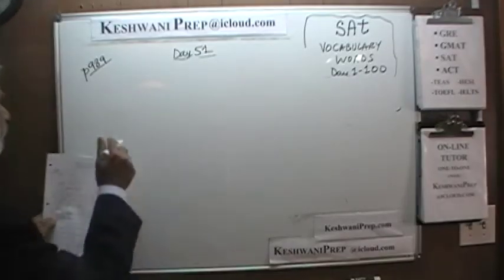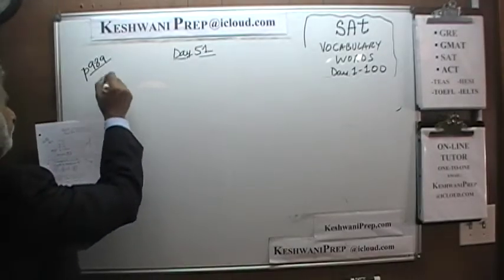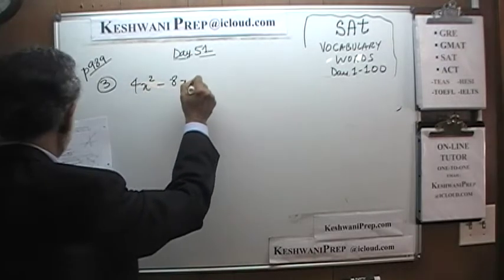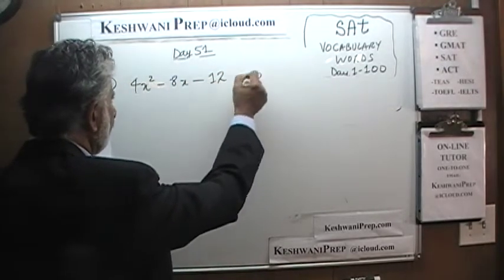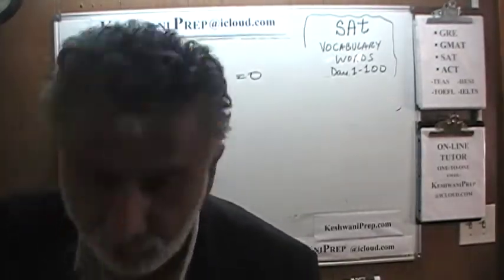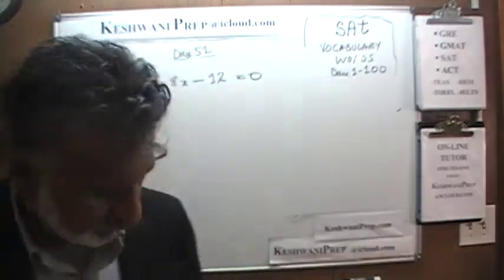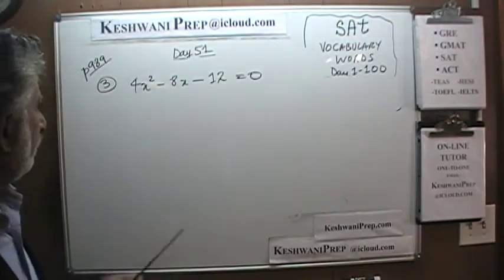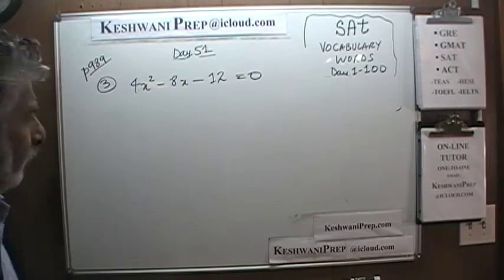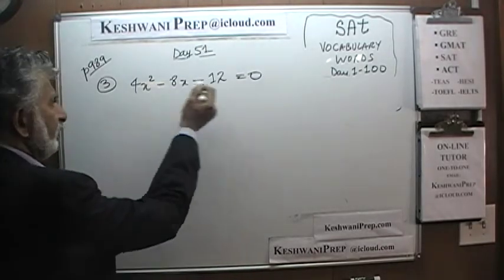Number 3. We are given 4x squared minus 8x minus 12 is equal to 0. And we are simply being asked to find the solution to this simple quadratic equation. Let's see what we can do, shall we? We see a 4, we see an 8, we see a 12. Why don't we divide the whole thing by 4 so we don't have to deal with this nonsense? Let's divide the whole thing by 4.